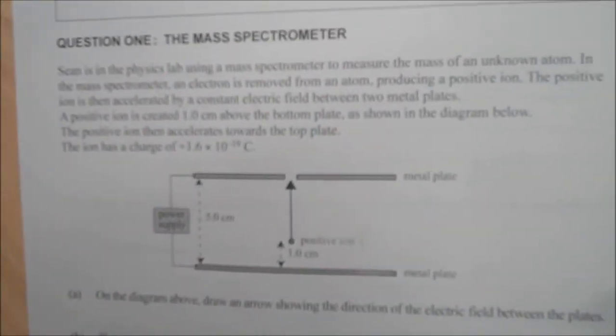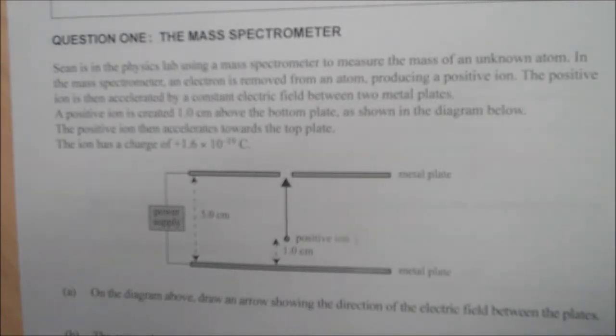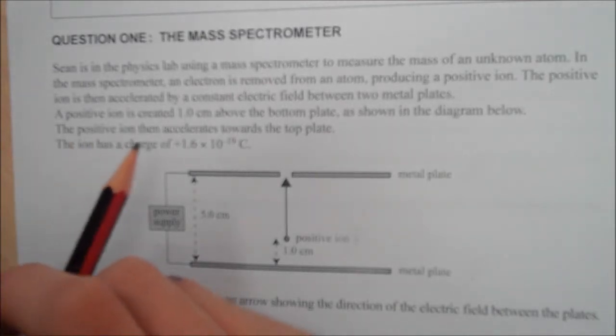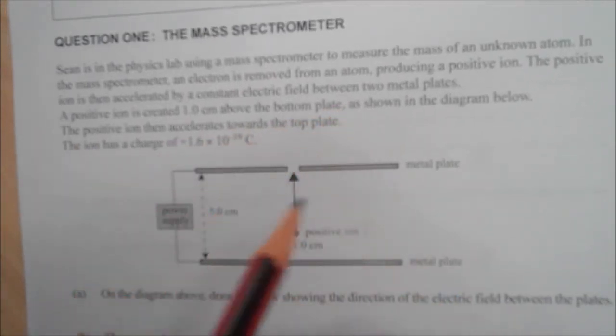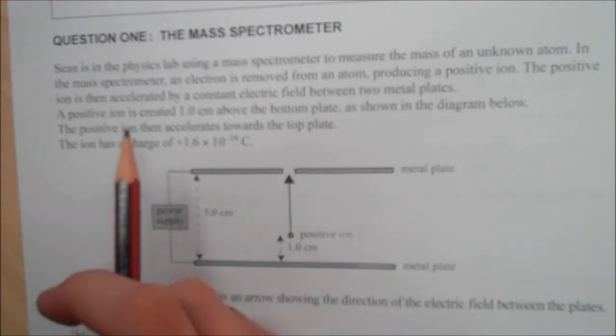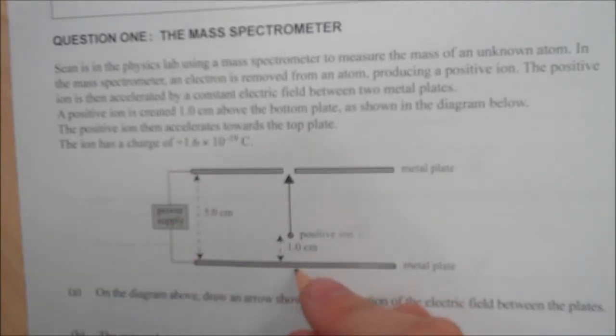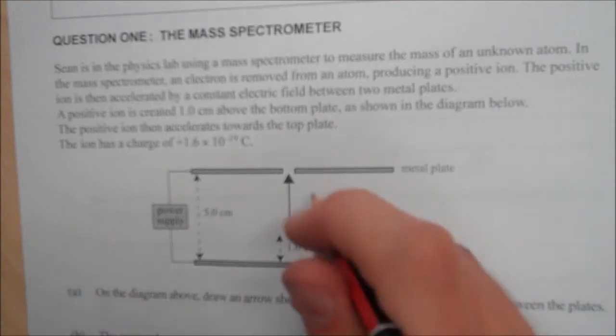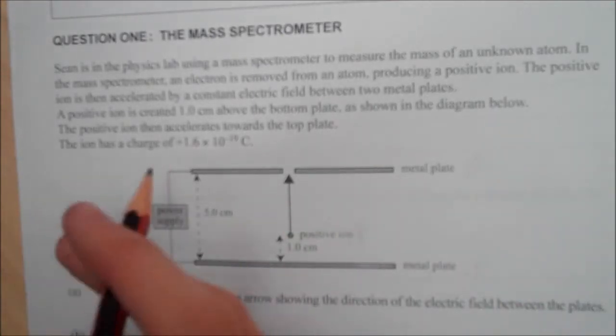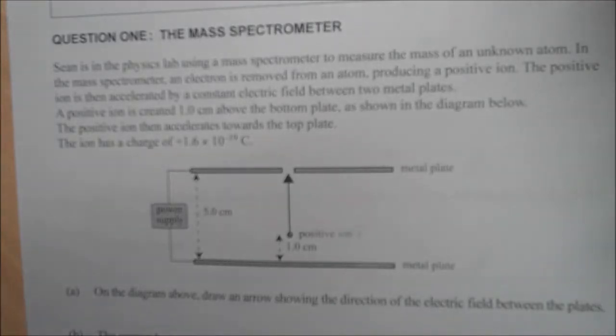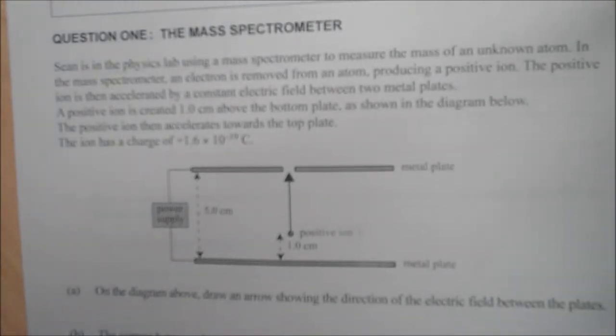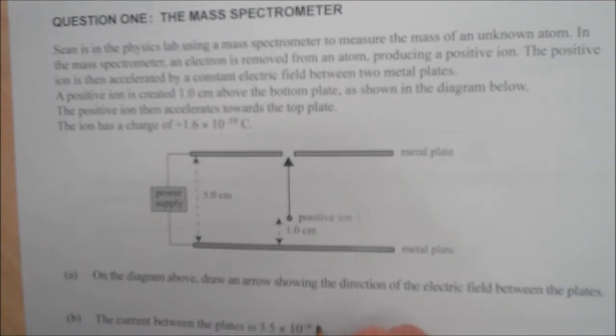Question 1. Sean is in the physics lab using a mass spectrometer to measure the mass of an unknown atom. In the mass spectrometer, an electron is removed from an atom producing a positive ion. The positive ion is then accelerated by a constant electric field between two metal plates. A positive ion is created 1 centimeter above the bottom plate, and it accelerates towards the top plate, and the ion has a charge of 1.6 times 10 to the negative 19 coulombs. And what we have to do is draw an arrow showing the direction of the electric field between the plates.